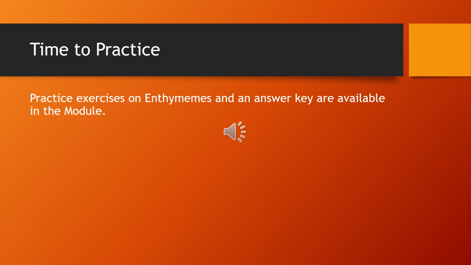All right, so now it's time to practice, and in the module I have some practice exercises on enthymemes or incomplete arguments that you should work through. And I've also provided an answer key. After you've finished the exercises, you can check your results. Keep in mind that if you're supplying a missing conclusion or a missing premise, your answer does not have to be literally word for word the suggested answer given in the answer key. It should be sufficient if it merely expresses the same basic idea.